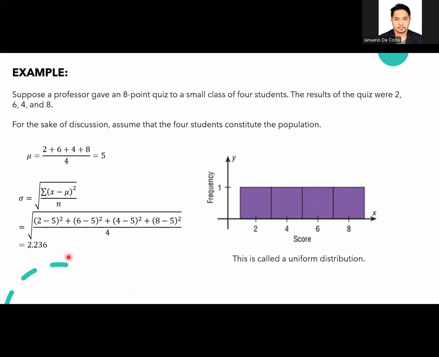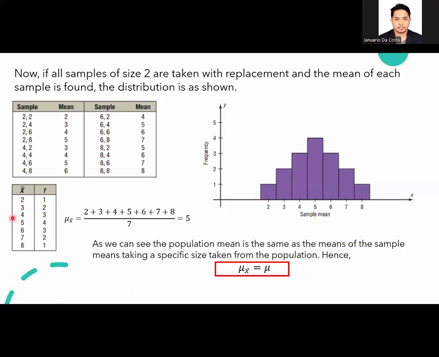For the sake of discussion, assume that the 4 students constitute the population. This is what you call a uniform distribution. Now, if samples of size 2 are taken with replacement, and the mean of each sample is found, the distribution is shown.